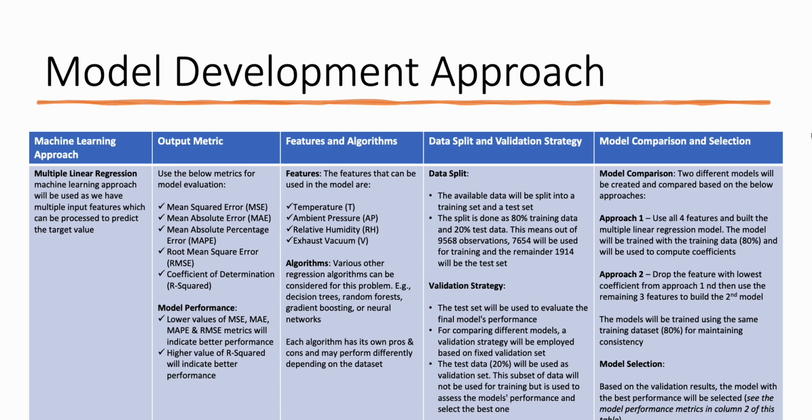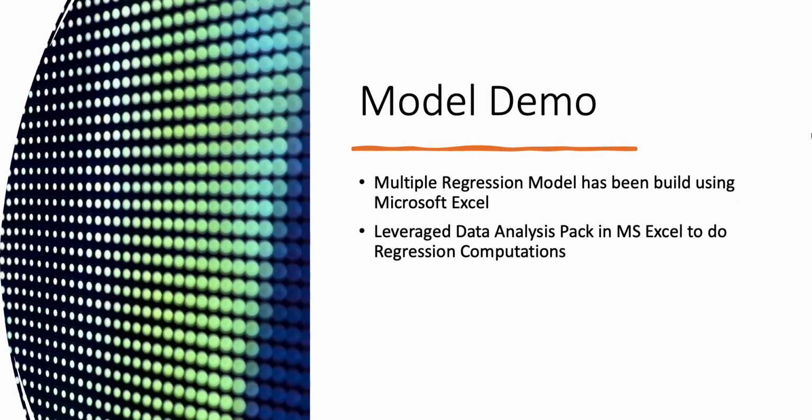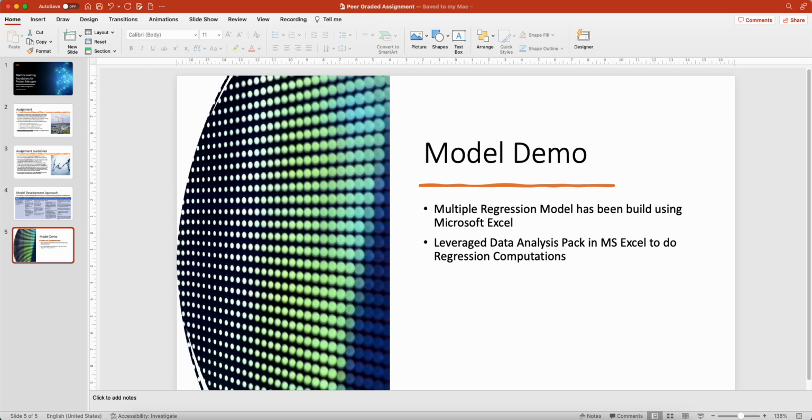And finally, on the model selection, whatever model performs best based on the output metrics, we will be selecting that model. Finally, on the model demo, we have built this regression model using Excel capabilities. And in order to do that, we have leveraged the data analysis tool in Microsoft Excel to do the regression computations. Now I'll go over to Microsoft Excel to do a quick demonstration.